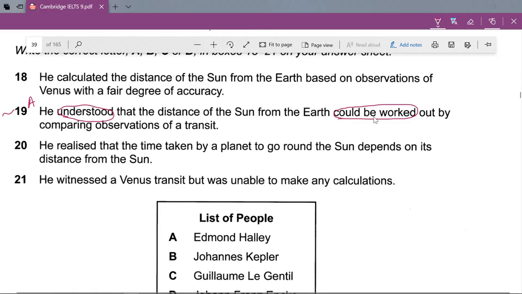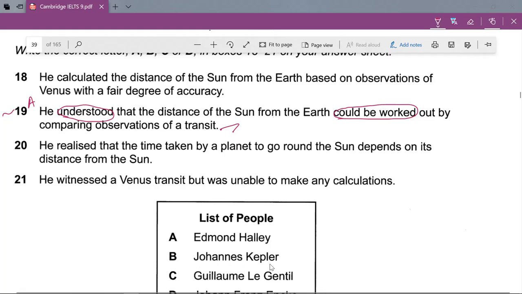He understood, means he realized, that distance from Sun to Earth could be worked out, and that's where they were also saying it could be worked out, as we saw there, by comparing observations of a transit. Observations of a transit means watching it from two different places. So those kind of things.